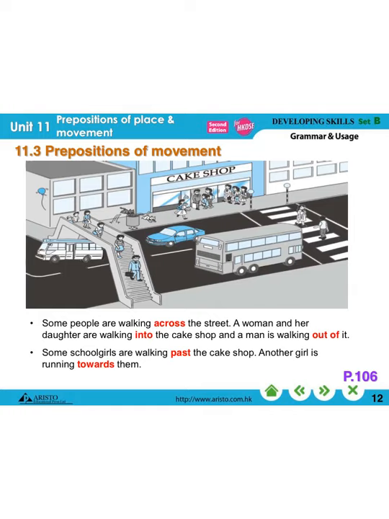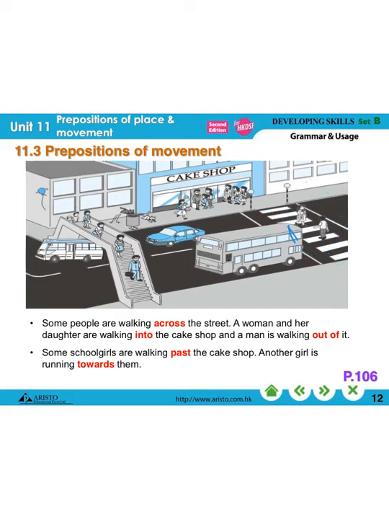Okay, so as you can see, the first one, some people are walking across the street. I am talking about these two persons. Across the street, from somewhere here to somewhere here for the man, and for the lady, from somewhere here and then to somewhere here.